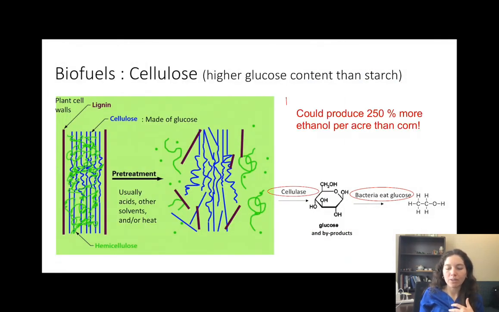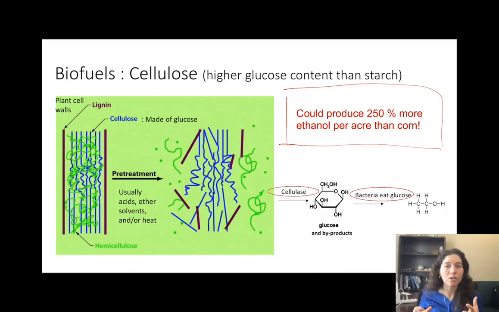Another thing to know is what's cool about cellulose is there's just more glucose in it than starch. So if we get this process down, it actually means we can produce 250% more ethanol per acre than corn. So not only is it using something that we need for other things, like we need corn for our livestock and to feed people, we can use waste products for this. Any plant can be turned into cellulosic biofuel. So that means we can use any plant, and it makes more energy if we can harness it.